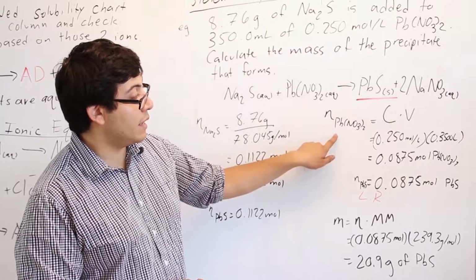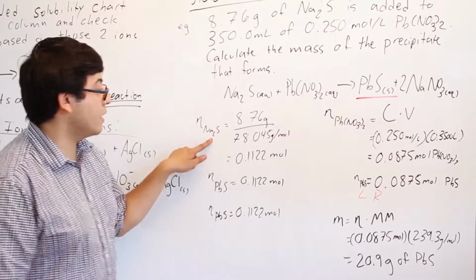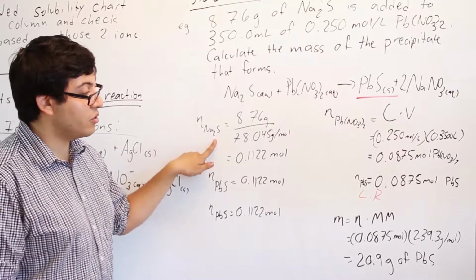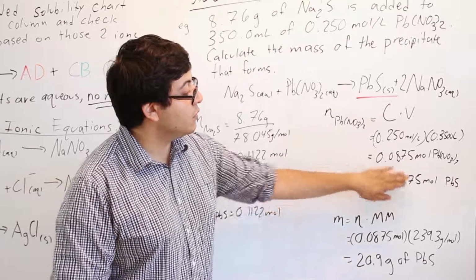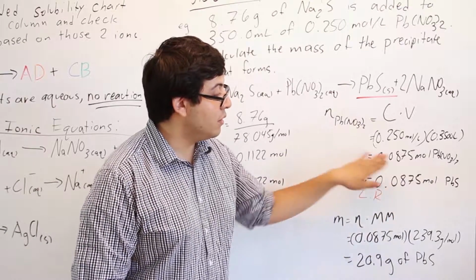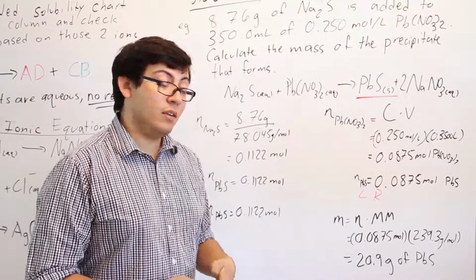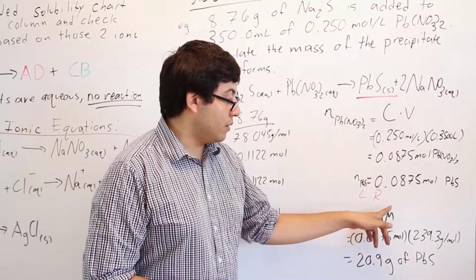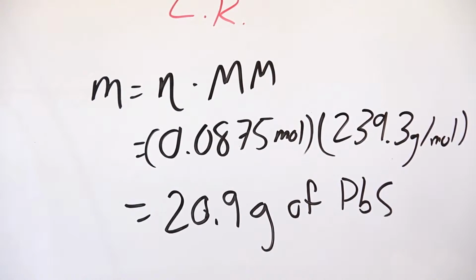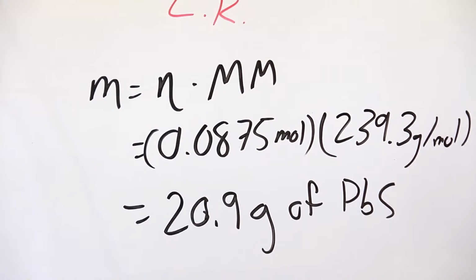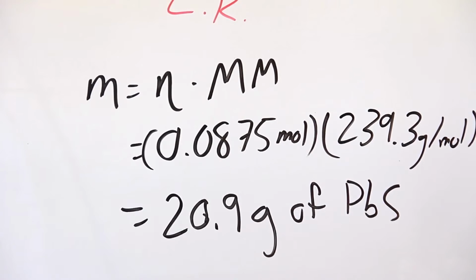Using this equation with lead 2 nitrate gives us less lead 2 sulfide than if we had assumed that sodium sulfide was the limiting reagent. Lead 2 nitrate must actually be the limiting reagent. So we'll use this number for moles in the rest of our calculations. Now to figure out the mass of something, all you have to do is multiply the moles by the molar mass. So to get the mass of lead 2 sulfide that forms, we just need to multiply the moles by its molar mass. And we get 20.9 grams of lead 2 sulfide forming.